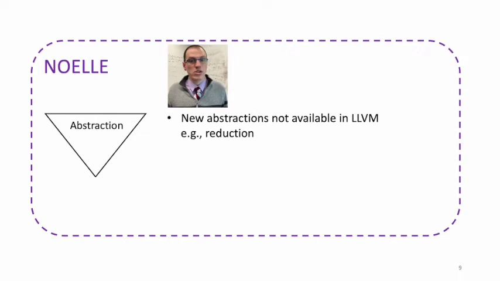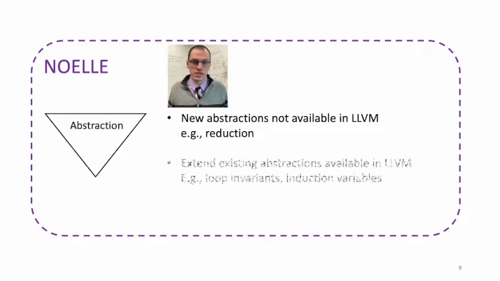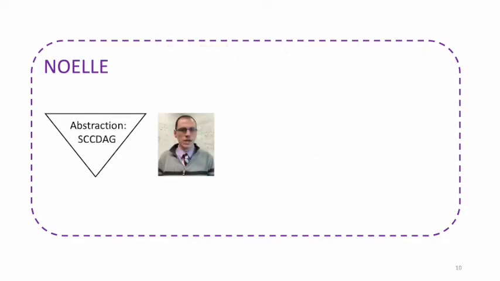NOELLE includes abstractions that are either not available in LLVM or they extend the LLVM ones in terms of richness of their description. Let's look at an example. NOELLE provides a strongly connected component directed acyclic graph abstraction of the dependencies of a loop. This abstraction simplifies the task of an optimization to understand the groups of instructions that depend on each other in a loop. This can be used, for example, to parallelize the code or to vectorize it.